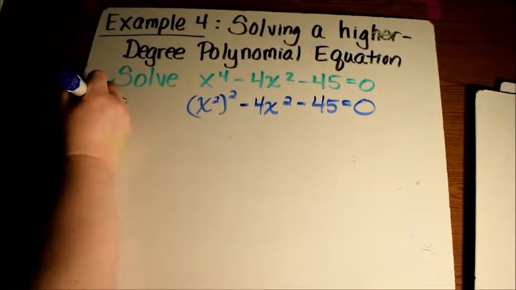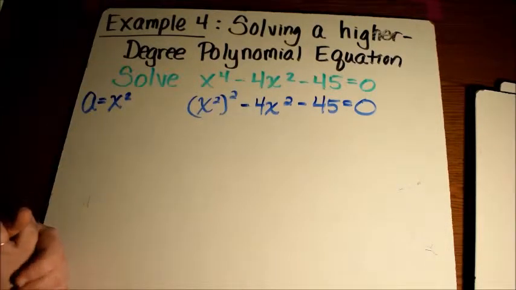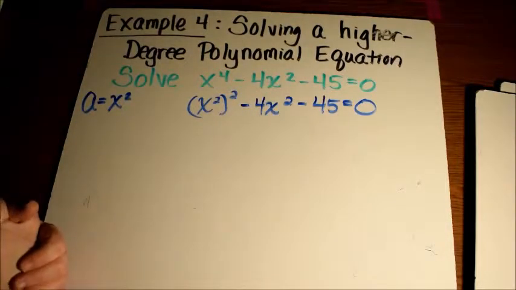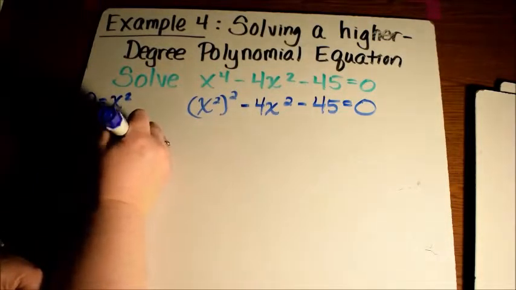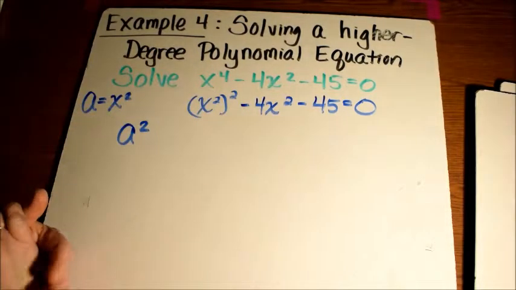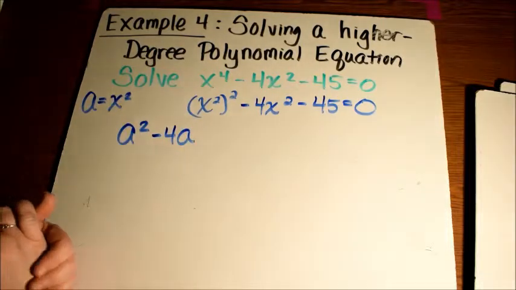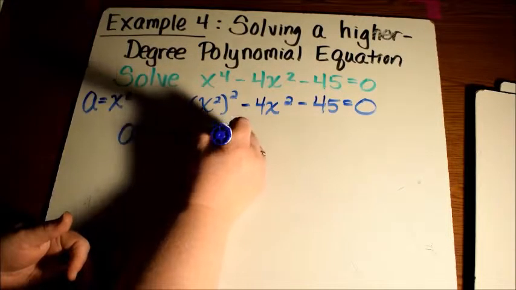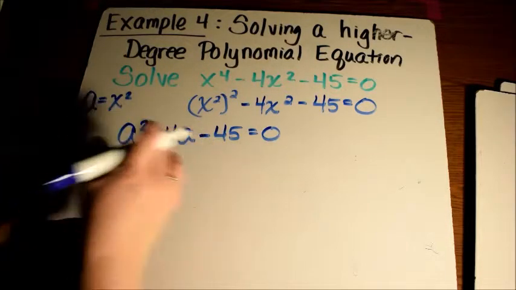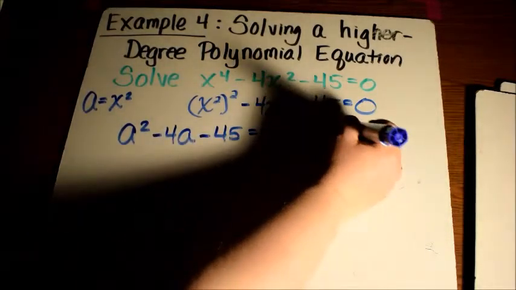So let's replace, just temporarily, we're just going to substitute, like in basketball, one player in for another. Everywhere where there's an x squared, I'm going to put a. So this becomes a squared. There's the a, there's the squared. Minus 4a minus 45 equals 0. Now this looks like a quadratic. I wonder if we can use tic-tac-toe. Let's try it out.